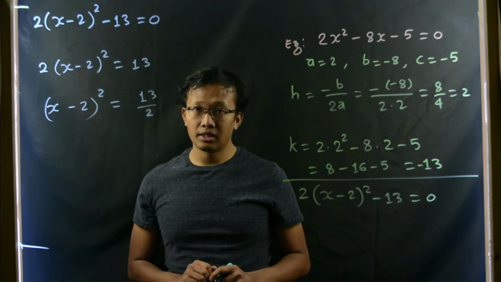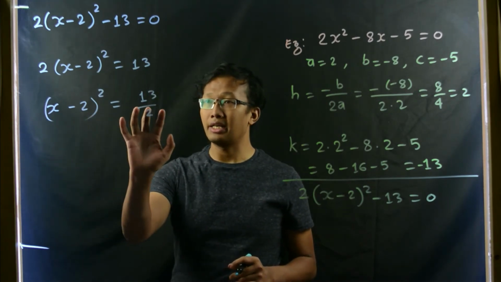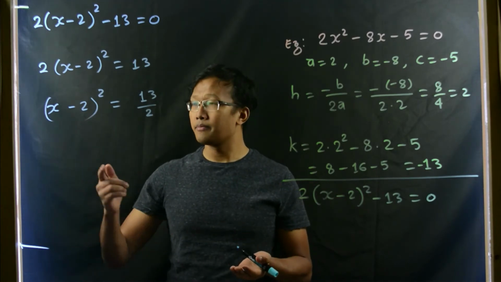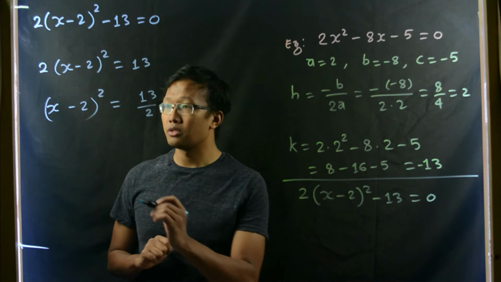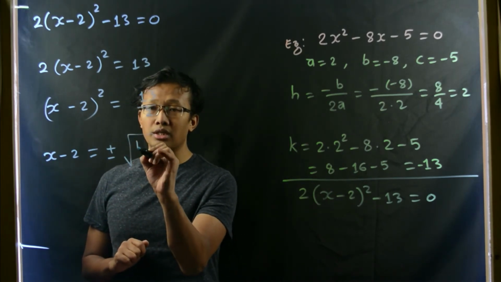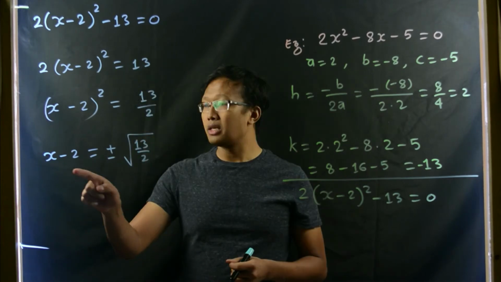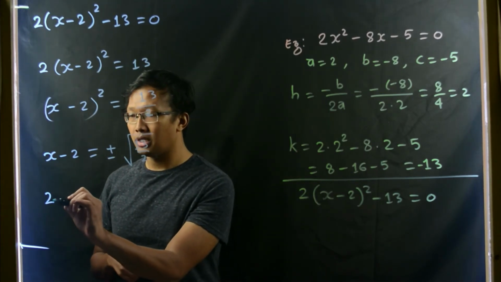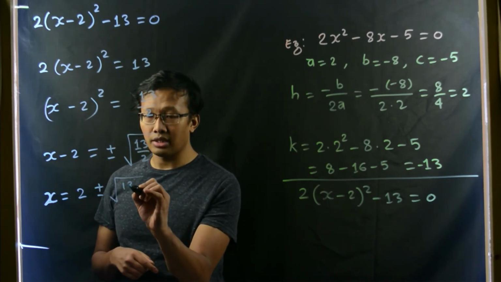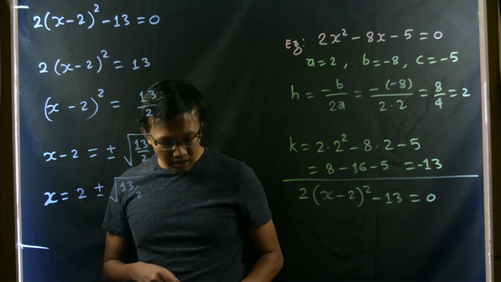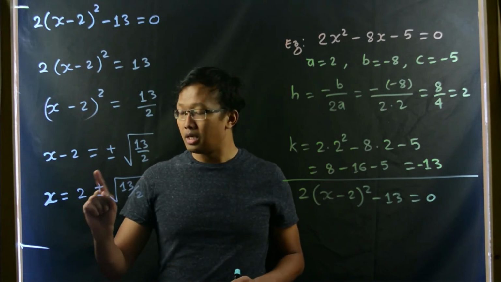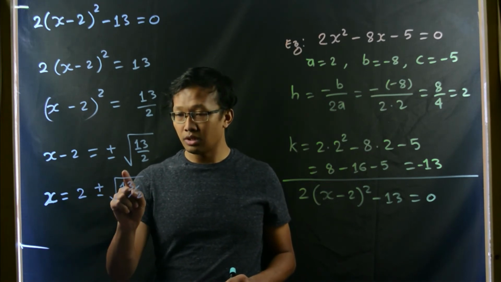Since this is a square on one side and just a constant on the other side, let us use the square root property, or simply take the square root on both sides. That will give us x minus 2 equals plus or minus root under 13 over 2. Add 2 on both sides, so x equals 2 plus or minus root under 13 over 2. So this is the answer. One answer is x equals 2 plus root under 13 over 2. Another answer is x equals 2 minus root under 13 over 2.